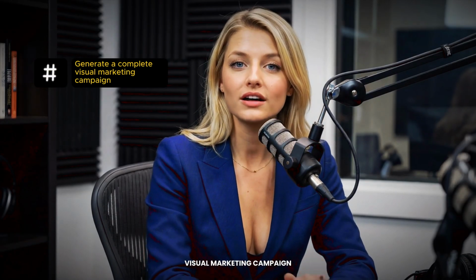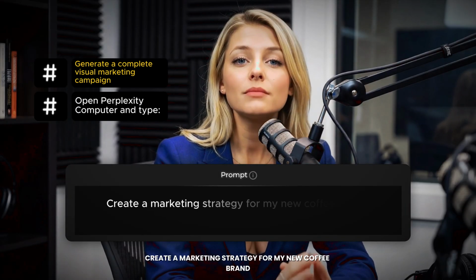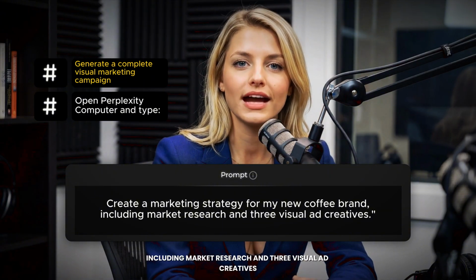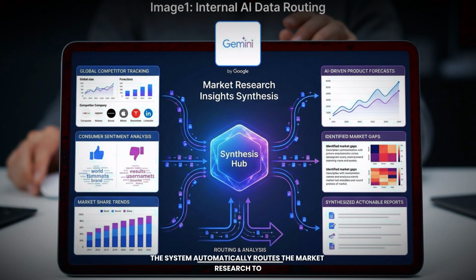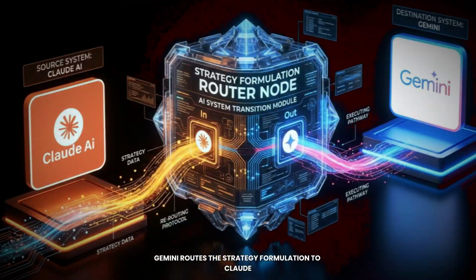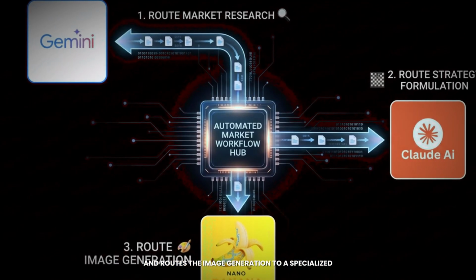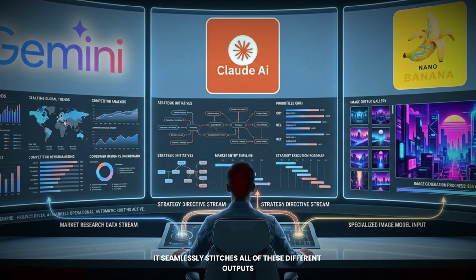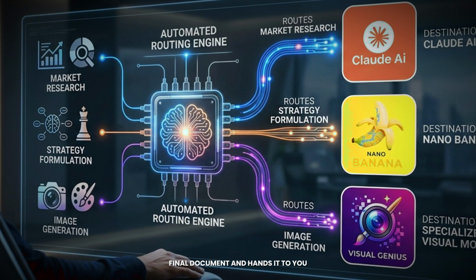Step-by-step use case. Let's say you need to generate a complete visual marketing campaign. You simply open Perplexity Computer and type, "Create a marketing strategy for my new coffee brand, including market research and 3 visual ad creatives." You sit back and watch. The system automatically routes the market research to Gemini, routes the strategy formulation to Claude Opus 4.6, and routes the image generation to a specialized visual model like Nano Banana. It seamlessly stitches all of these different outputs together into one cohesive final document and hands it to you.